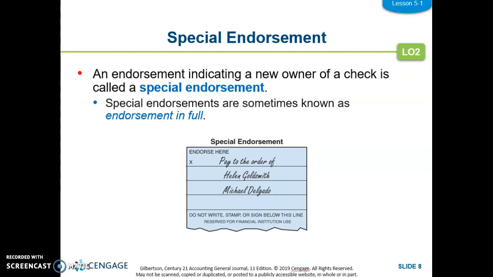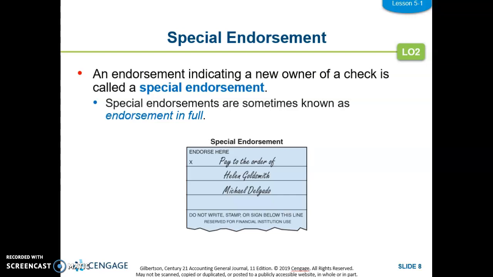They will include the words "paid to the order of" and the name of the new check owner. Only the person or business named in the special endorsement can cash, deposit, or further transfer ownership of the check. The original owner of the check also signs his or her name under the new owner of the check.